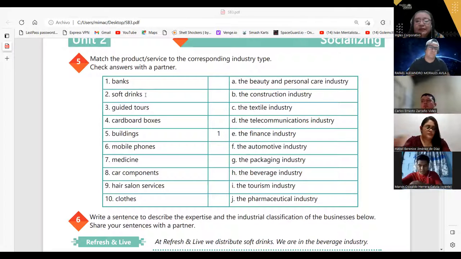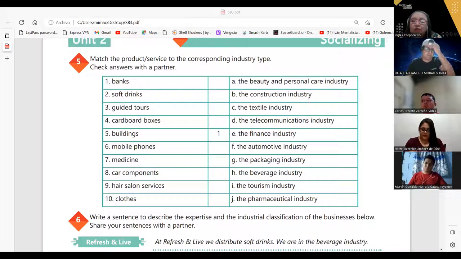What about soft drinks? You have soft drink, guided tours, cardboard boxes, buildings, mobile phones, medicine, car components, hair salon services, clothes. Your choices are A, the beauty and personal care industry, the construction industry, the textile industry, the telecommunications industry, the finance industry, the automotive industry, the packaging industry, the beverage industry, the tourism industry, and the pharmaceutical industry, okay?